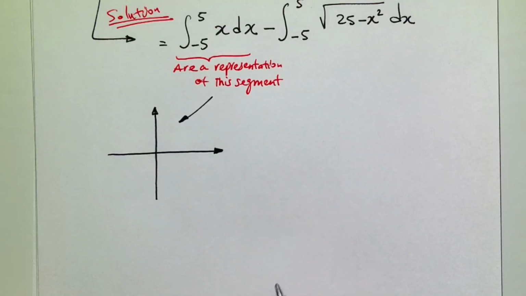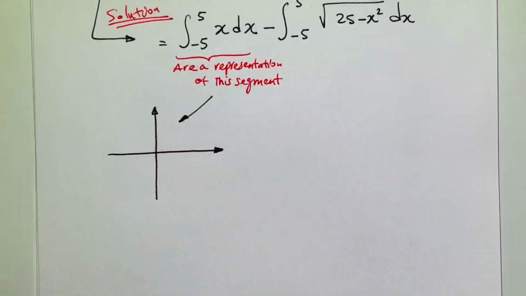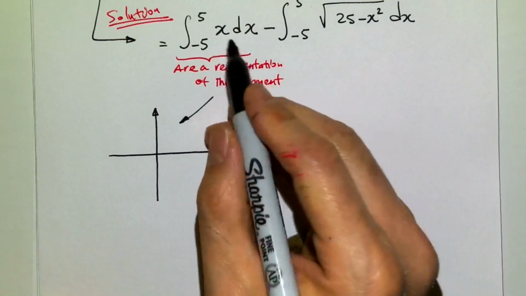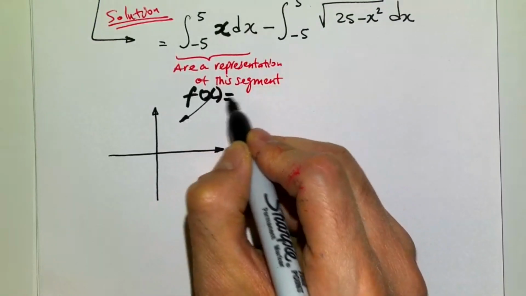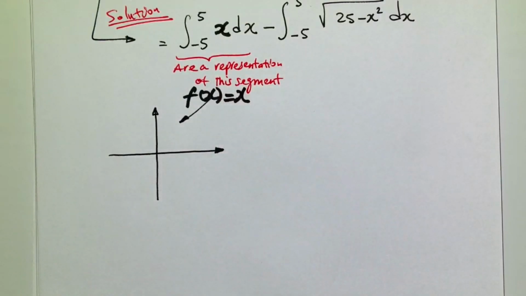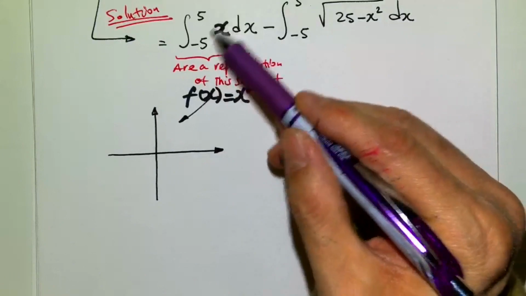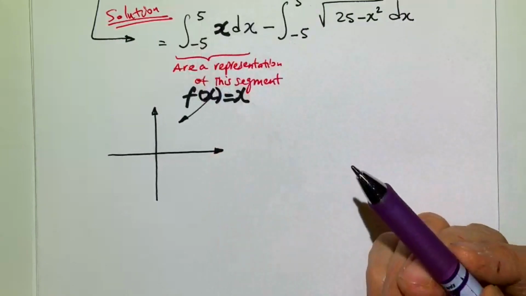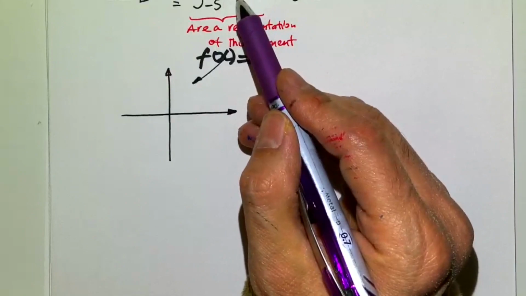So the area representation of this segment, and let me use f of x equals x, that piece of f of x equals x, right? So this definite integral would be the net area of that function between -5 and 5, right? That's the area representation of what that function is.